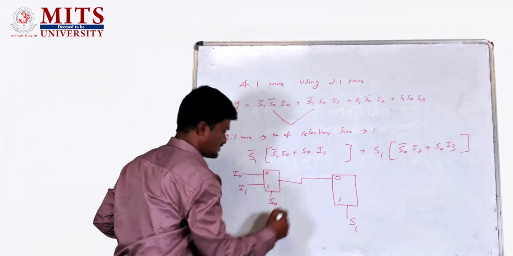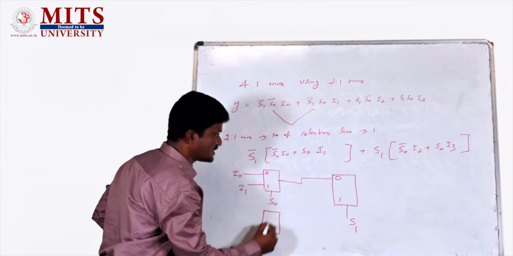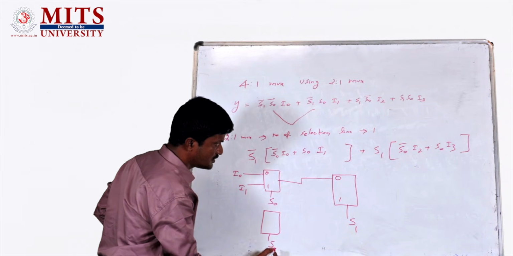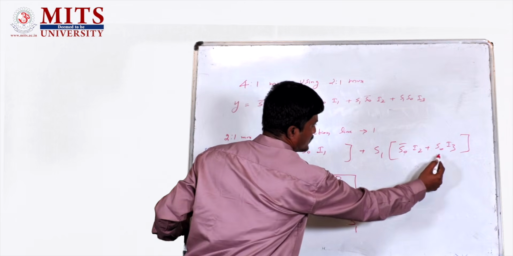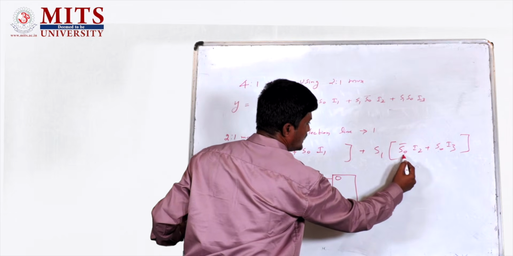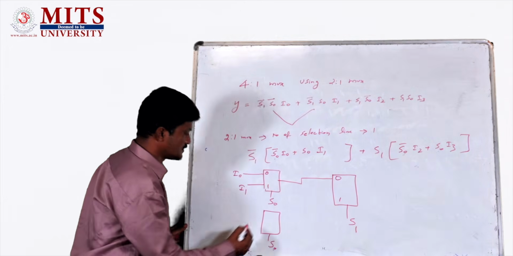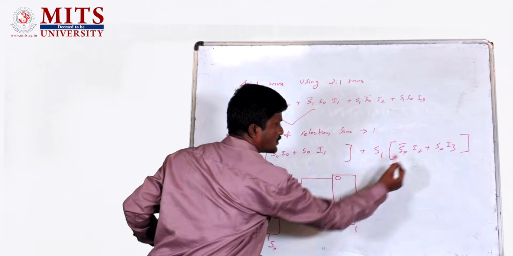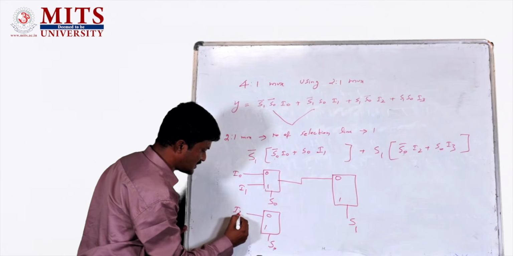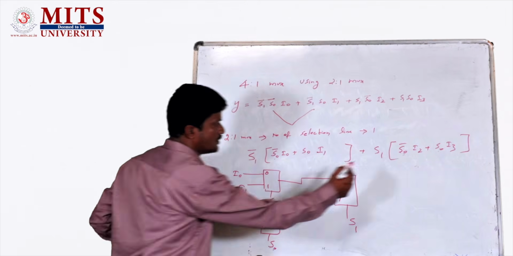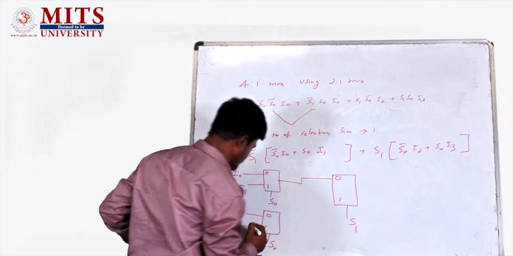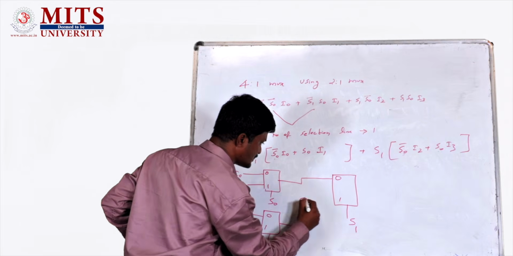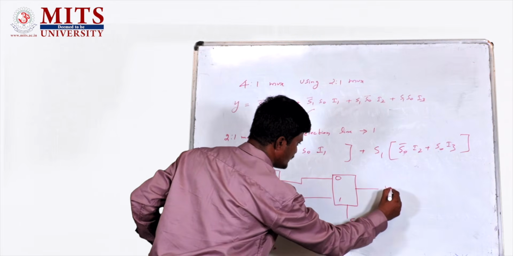Similarly for the next, the selection variable is S0 again. Then again you have two forms. One is the true form and the other is the complementary form. So complementary form means you are going to select the data input as I2. Then true means you are going to select I3. Then the output will be connected to here. Then this will be the final output.